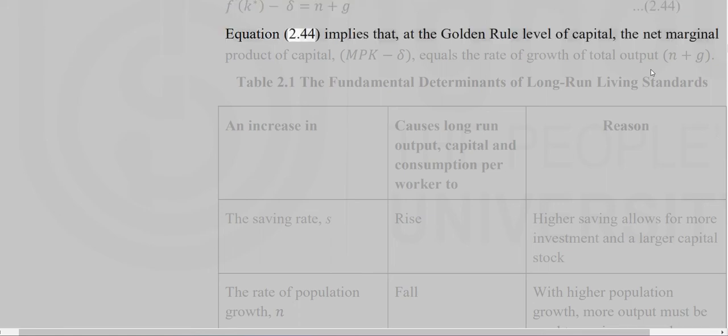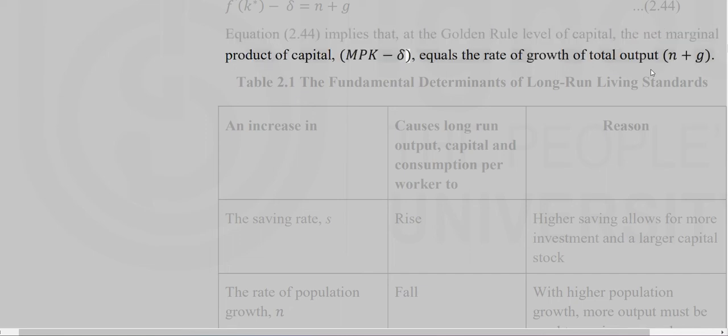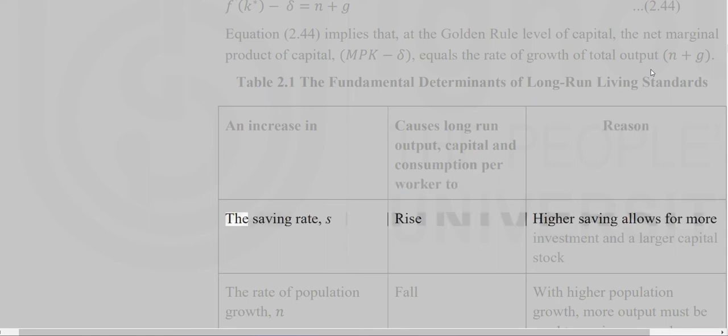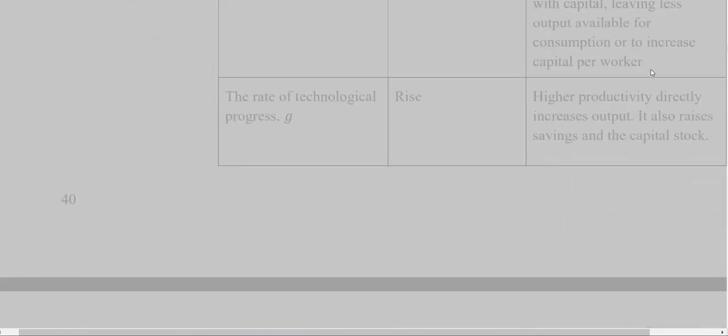Equation 2.44 implies that at the golden rule level of capital, the net marginal product of capital minus equals the rate of growth of total output plus. Table 2.1, the fundamental determinants of long-run living standards. An increase in causes long-run output, capital, and consumption per worker to rise. The saving rate, S, rise: higher saving allows for more investment and a larger capital stock. The rate of population growth, fall: with higher population growth, more output must be used to equip new workers with capital, leaving less output available for consumption or to increase capital per worker.